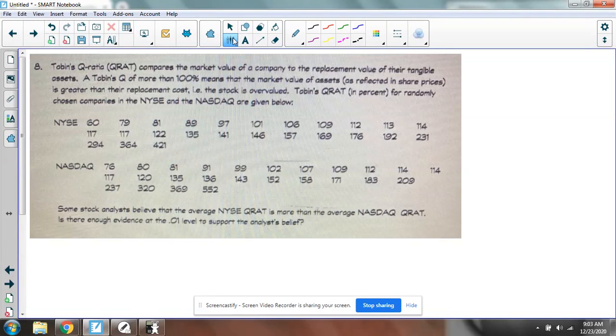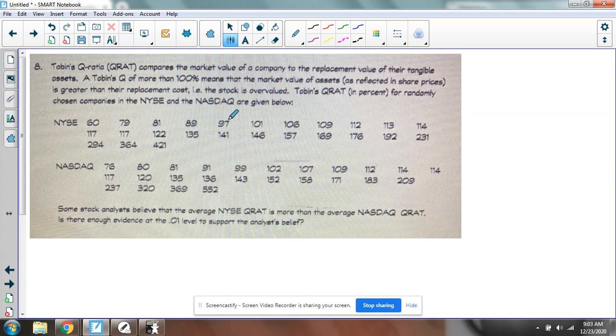It says Tobin's Q ratio compares the market value, and so on. All this mumbo jumbo. It says Tobin's Q ratios in percent for randomly chosen companies in the New York Stock Exchange and the NASDAQ are given below. So these are just random companies from both exchanges, so they're going to be independent. This is not the same as that. I assume. I did some research. I think you can be in both exchanges, but from the way he worded it, these are not the same company. These are just random companies from both exchanges.